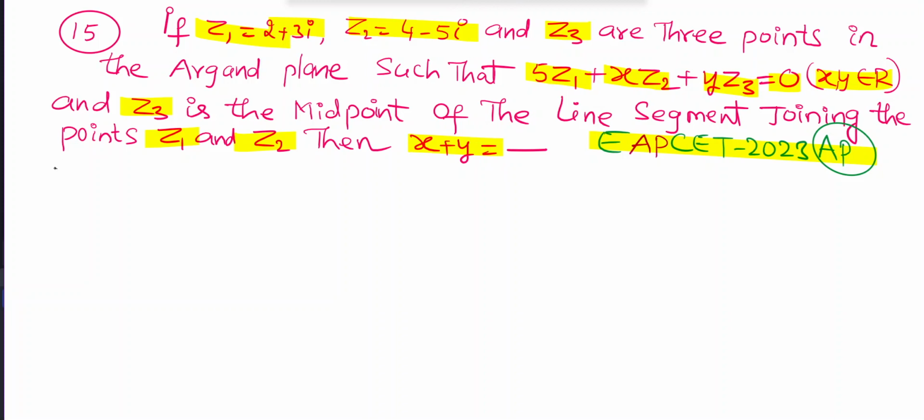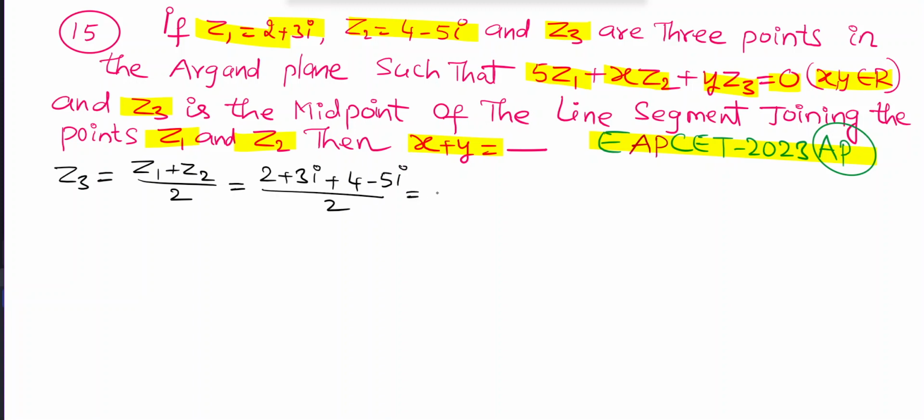Here Z3 is given as the midpoint of Z1 and Z2, that is (Z1 + Z2)/2. Z1 value is 2 + 3i plus Z2 value 4 − 5i, by 2. That is 2 + 4 is 6, minus 2i, by 2. 2 common and cancel, that is 3 − i. This is the value of Z3.